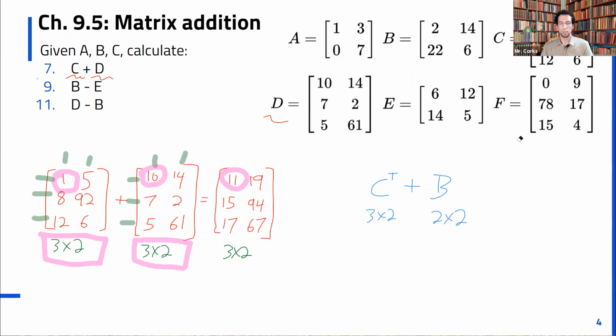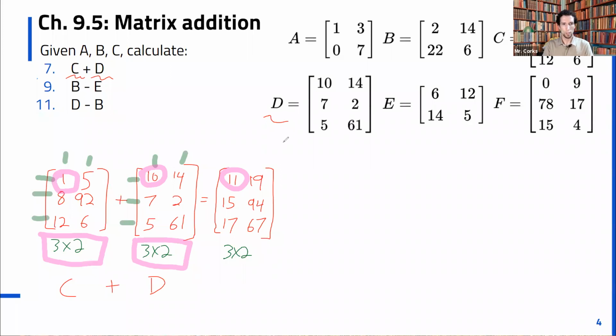Someone's microphone is on. Okay, so the condition, they must be the same dimensions. If they are not, we stop. That's the answer. So if they are not exactly the same dimensions, we just don't do the operation, and we say that the operation is undefined. So I'll write this one out here. This was C plus D equals the result.